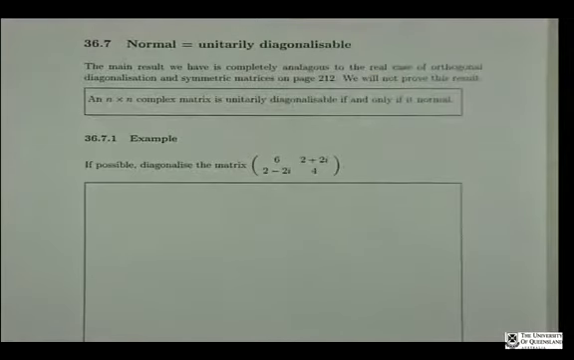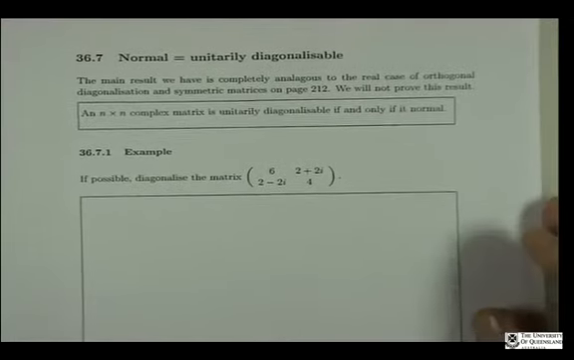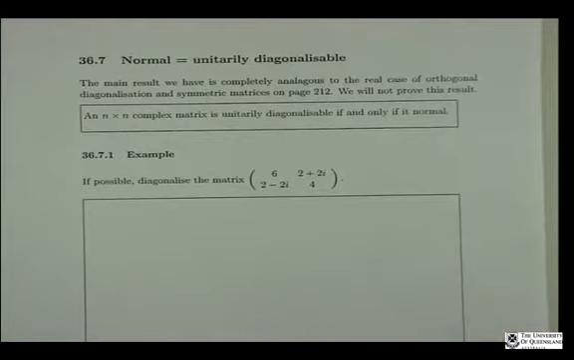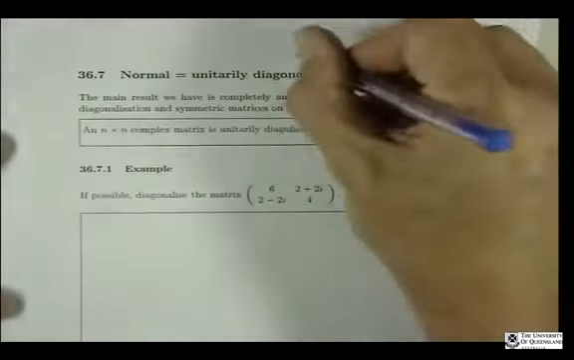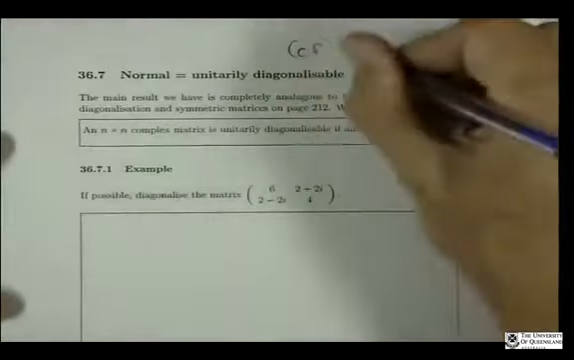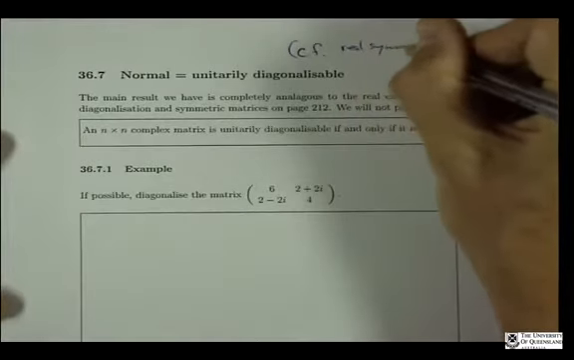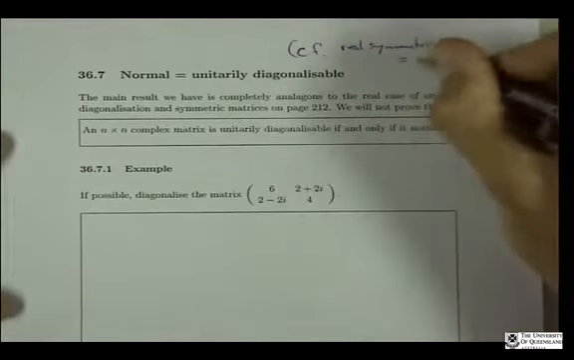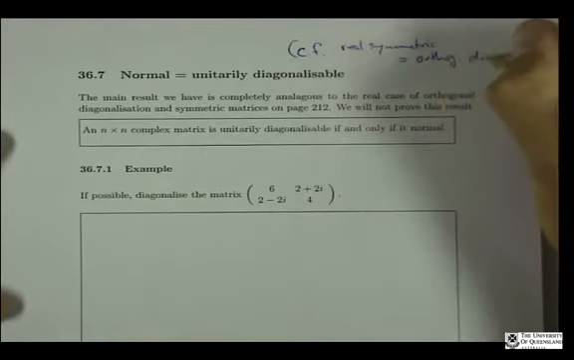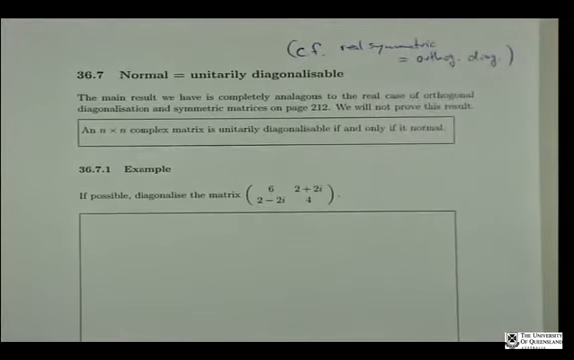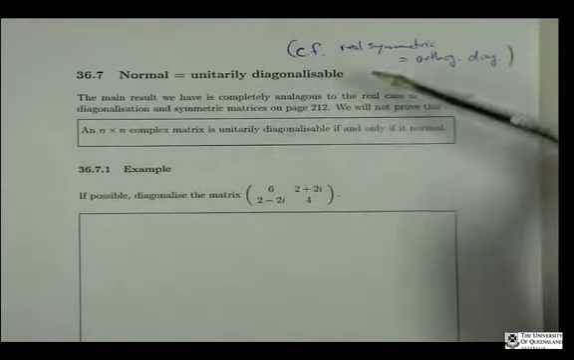I mentioned at the start of this hour that I could have easily entitled this chapter Unitary Diagonalization. The big result of this chapter is that the set of normal matrices is equivalent to the set of unitarily diagonalizable ones. Compare that with real symmetric equals orthogonally diagonalizable matrices, which is what we saw yesterday. So this is the complex version of that.